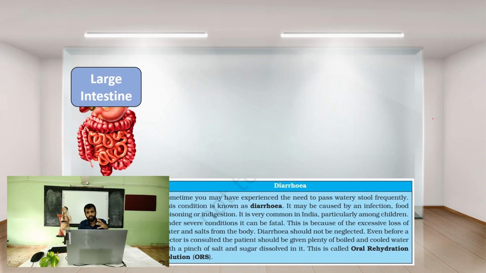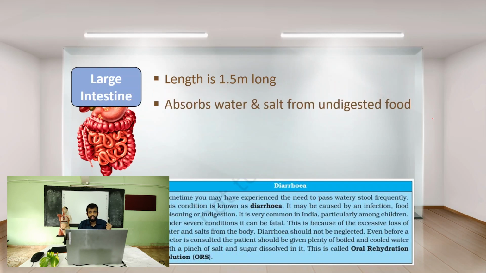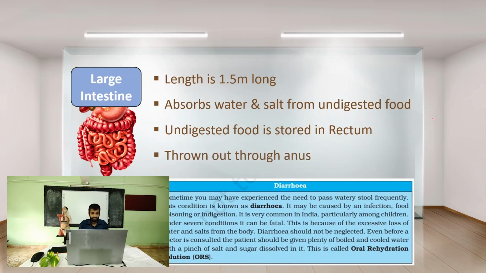Then the undigested food, or rather waste, will go into your large intestine. From there, all the water and the salts are picked up by the intestine. It is 1.5 meters long. The undigested food is then stored in the rectum, and from the rectum it is thrown out through the anus. So I hope you are clear with all this.